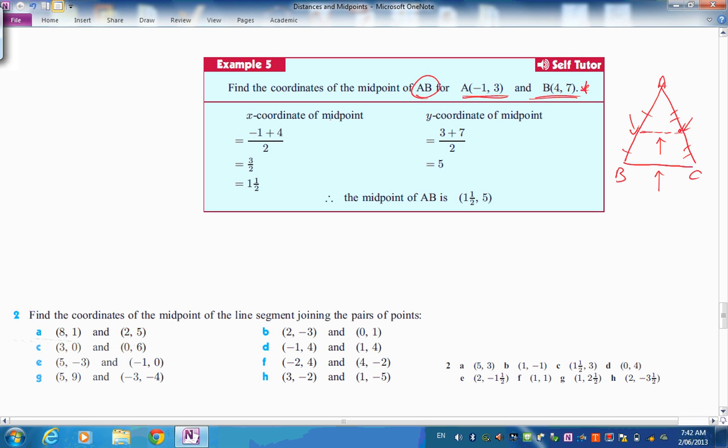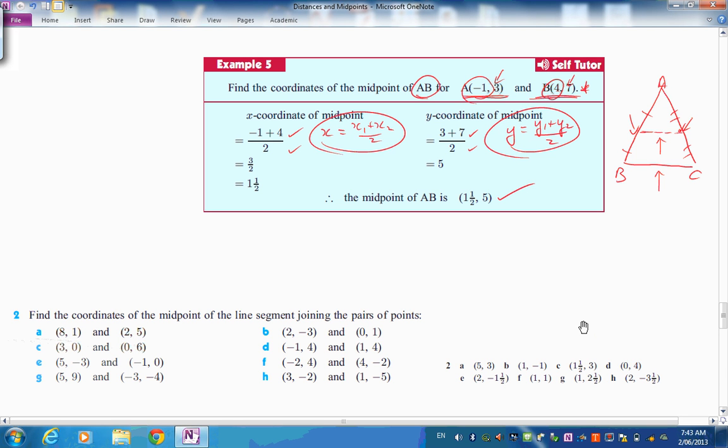Okay, so here are our 2 points. I rather like putting down the formula for each one, like that. Halfway, the average of the two. But anyway, here we go, putting the numbers in. -1 plus 4, there it is, on 2. And 3 plus 7 on 2. Using the idea that the midpoint of a line is the average of the x's and the average of the y's. So there's our midpoint.